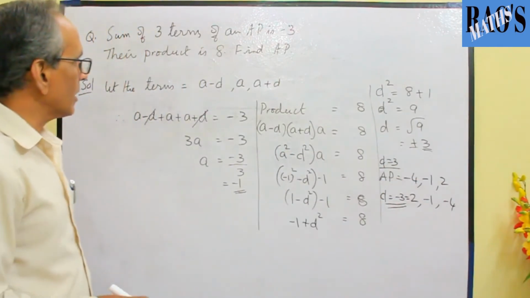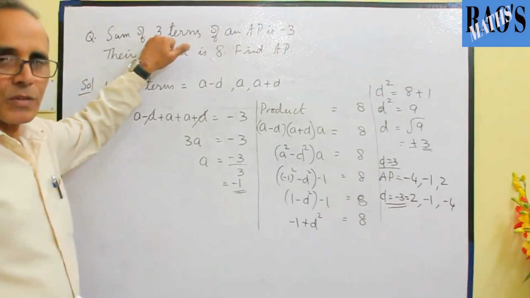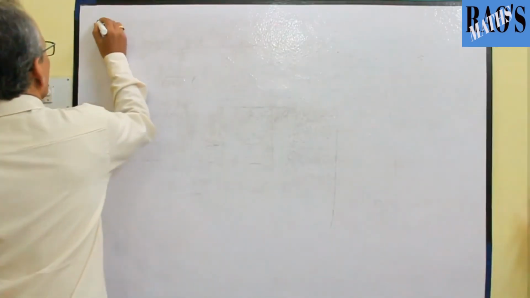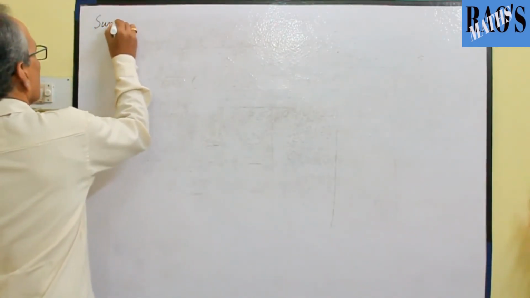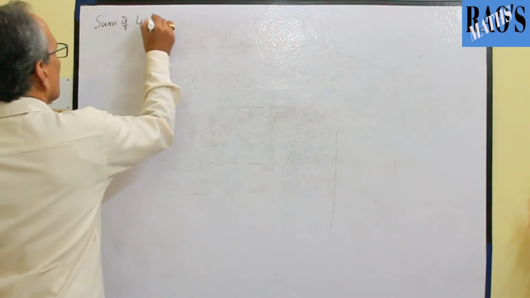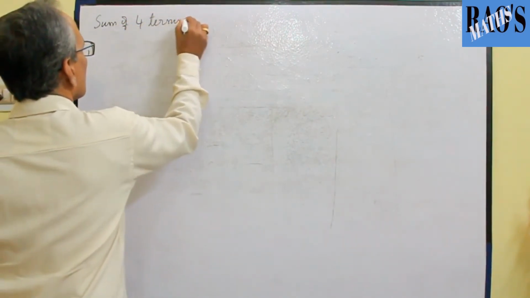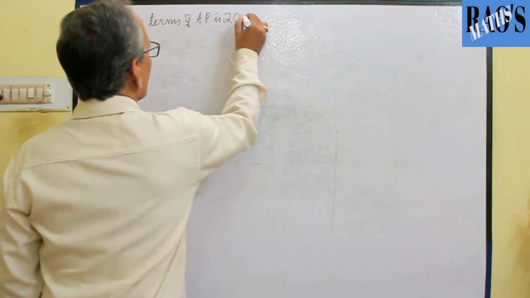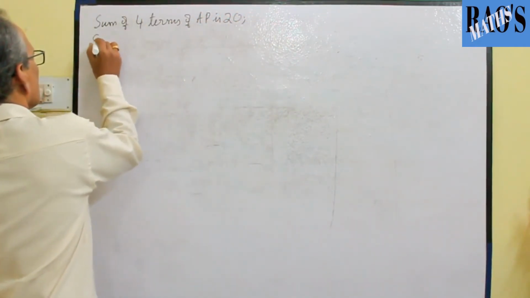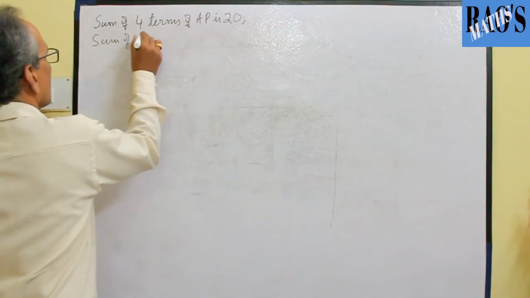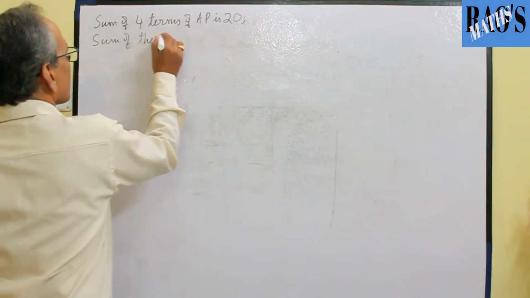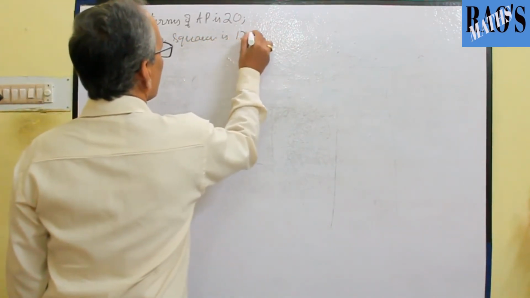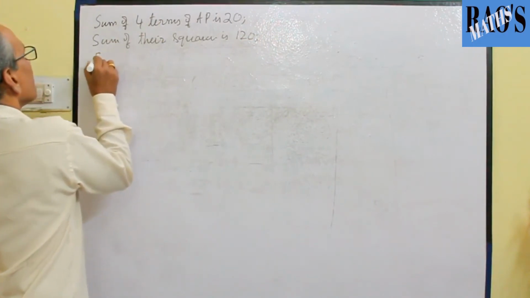So we solved the question when the number of required terms is 3. Let's solve one more question where the number of terms is 4. Sum of 4 terms of an AP is 20. Sum of their squares is 120. Find the AP.